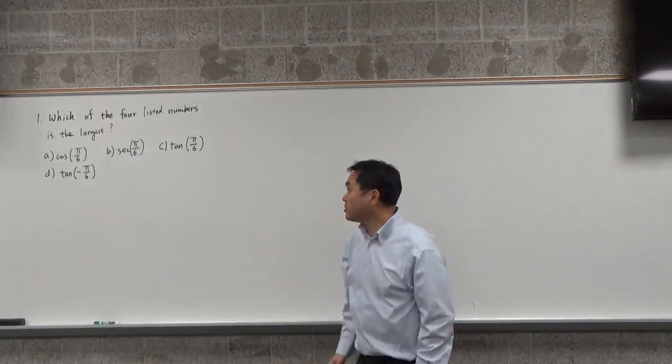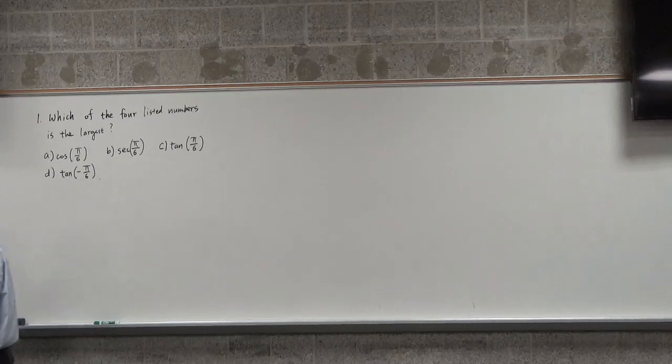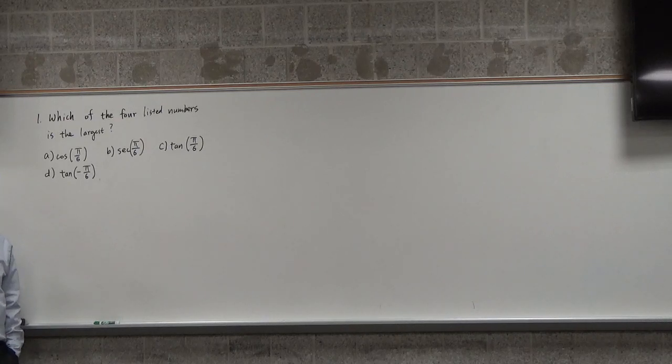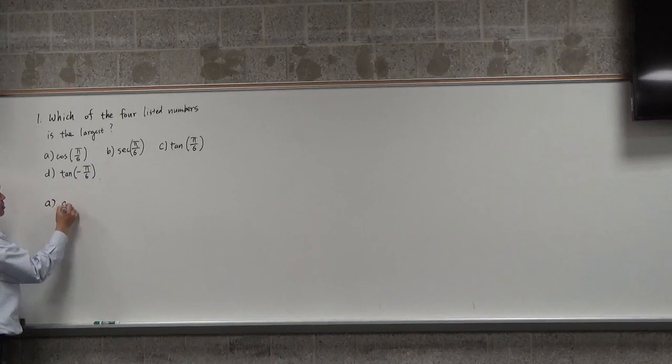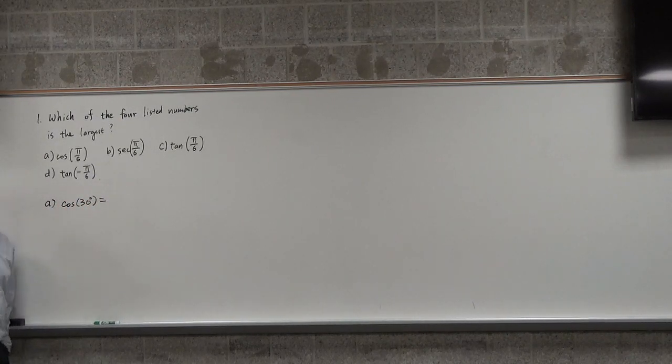Okay, let's start this. In order to answer this question, you should first think about what pi over 6 is in terms of degrees. Pi is 180 degrees. So if you divide that by 6, what do you get? 30 degrees. Okay. So part A is saying it's cosine of 30 degrees. Tell me what cosine 30 is.